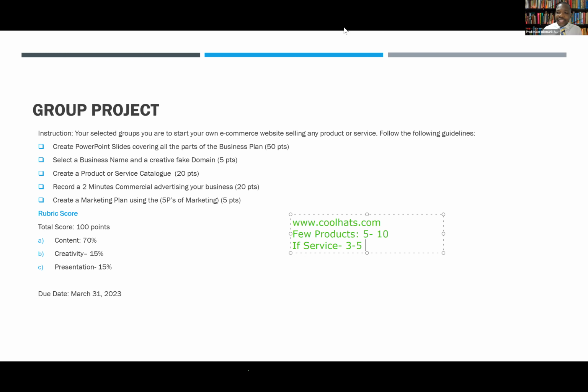Because one person can do all the work. And remember, everybody in your group will receive the same grade. So it's very important that everyone begins to work together. That's extremely important.